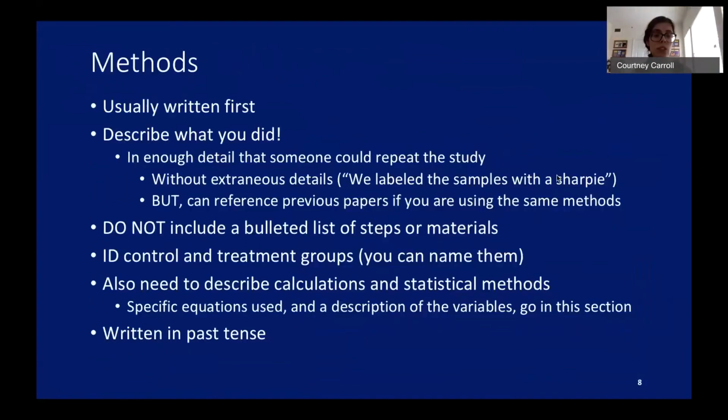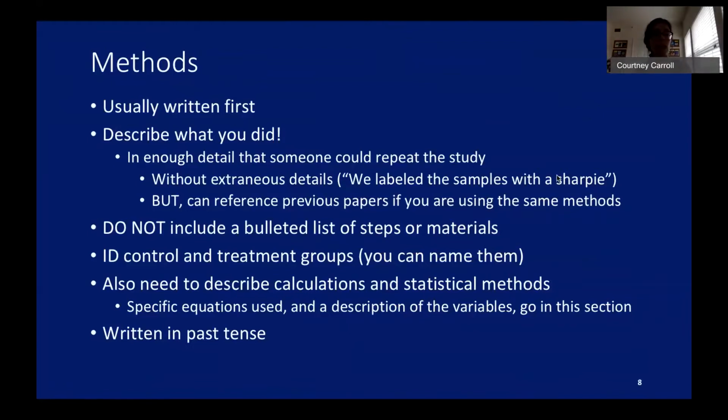So methods, these are usually written first. And this is where you want to describe what you did in enough detail that someone could repeat your study without any sort of extraneous details. You don't need to tell me that you labeled your samples with a Sharpie marker or you set the tubes into the dish. That is not needed, okay? You can also reference papers here if you've done the same method before. So say you always do a heat shock assay with your nematodes. You can reference the last paper that you wrote and say, see previously described methods, something like that, okay?